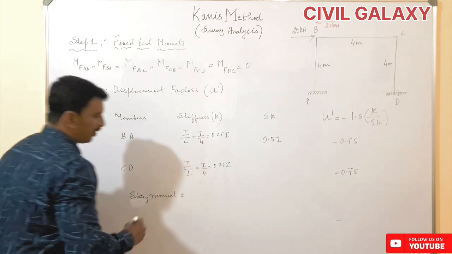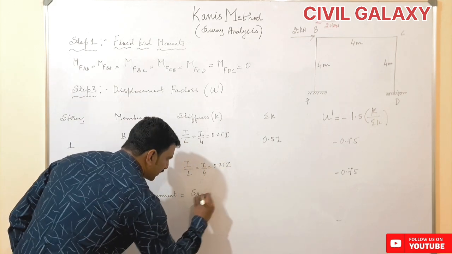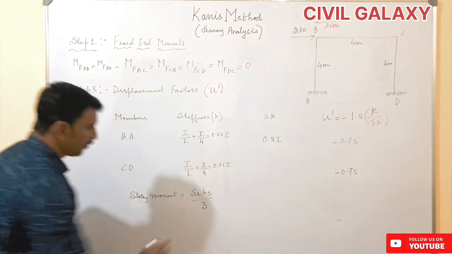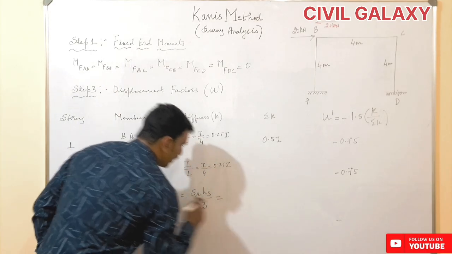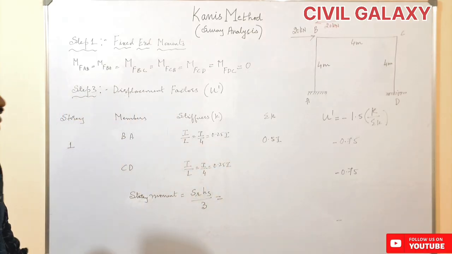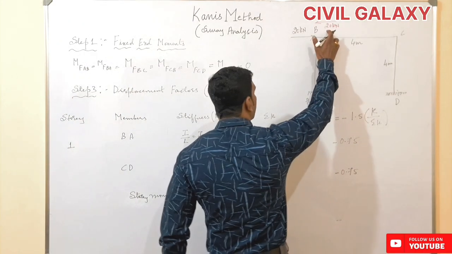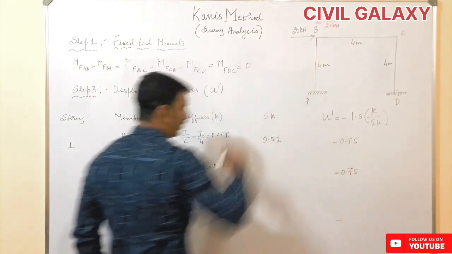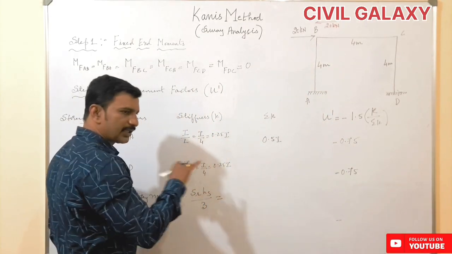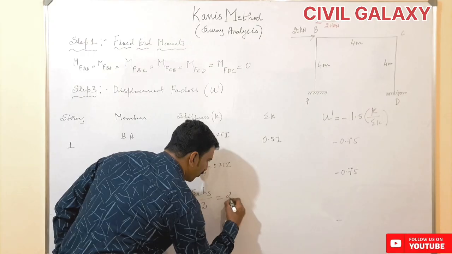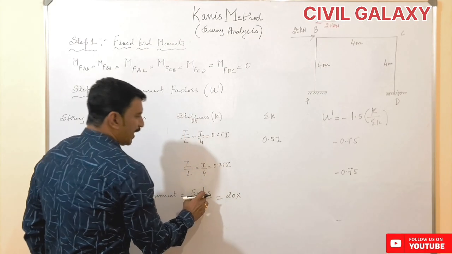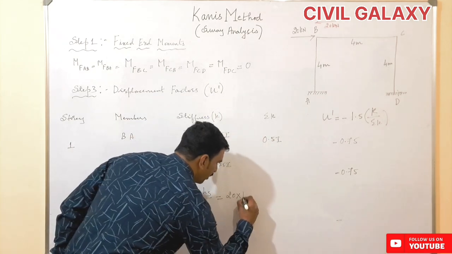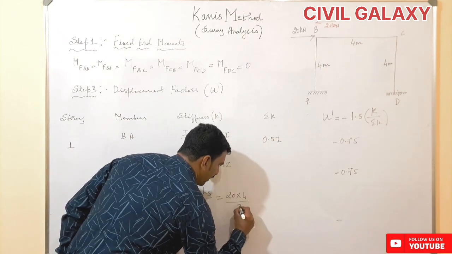which is given by the formula story shear into HS upon 3. So now if we see over here, what is the story shear here? We are having 20 kilonewton. It is coming from right to left, the reaction, so we are taking it as positive. So it will be plus 20 into HS, that is the height of the story. Height of the story over here is 4 meters, divided by 3.